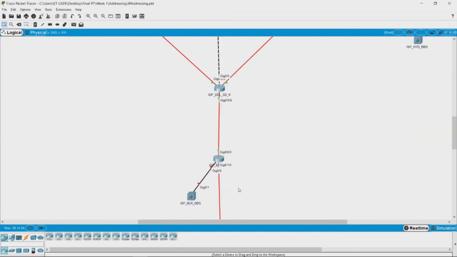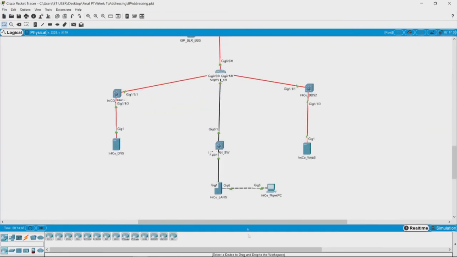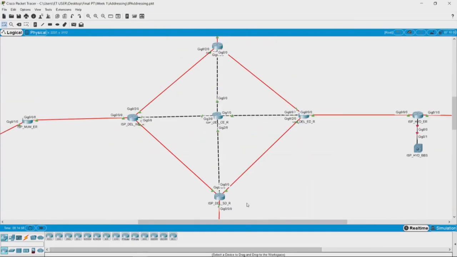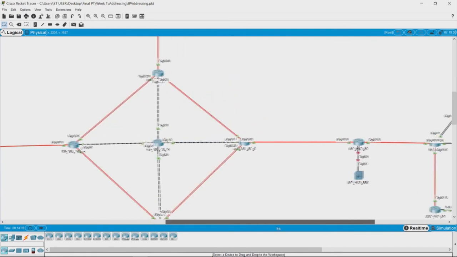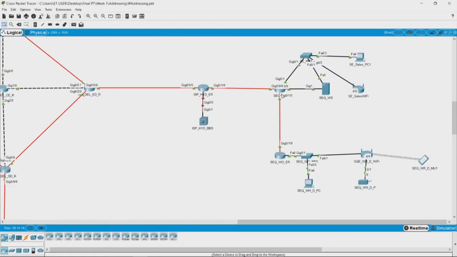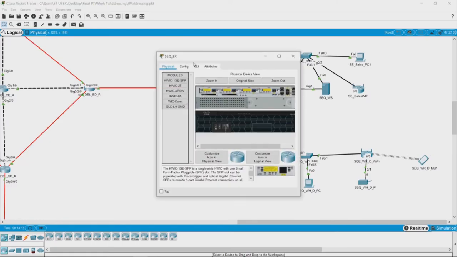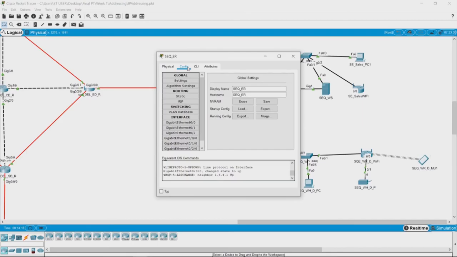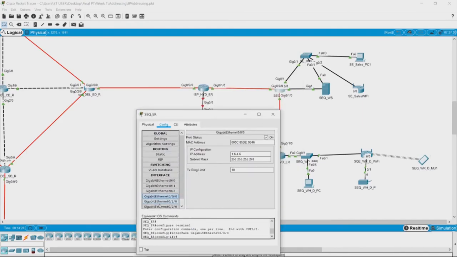So here we have another network of a company and another network over here. So something interesting to look at here is, if we look at this router and try to see what are the interfaces this has. So it has 0/0/0, 0/0/1, and 0. Okay, this one's switched off.